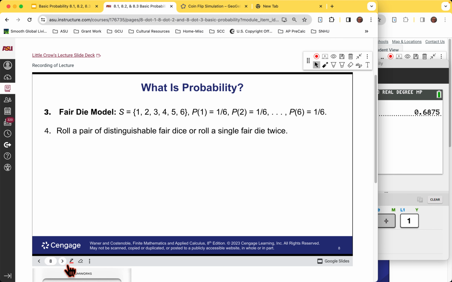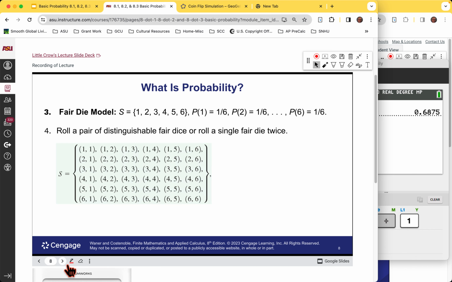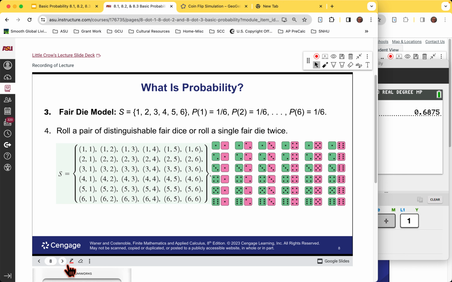Okay. If we roll a pair of distinguishable dice, this is the first time I've seen them use that word. We get all these different possibilities where you can get a 1 and 1, a 2 and a 1, and a 2 and a 1 is different than getting a 1 and a 2. From our previous lecture, you could really see a green 2 and a pink 1 is different than a pink 1 and a green 2. So physically they're different, so we have to count all of those.